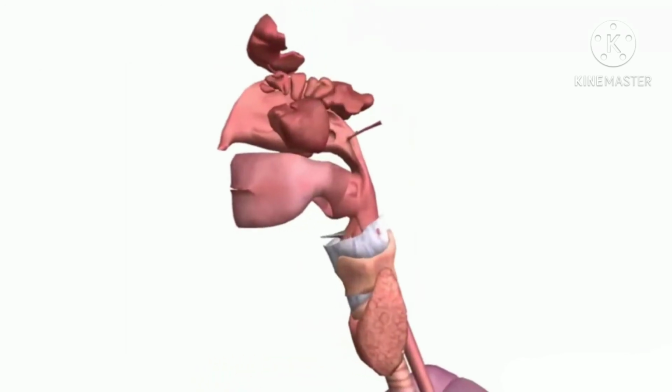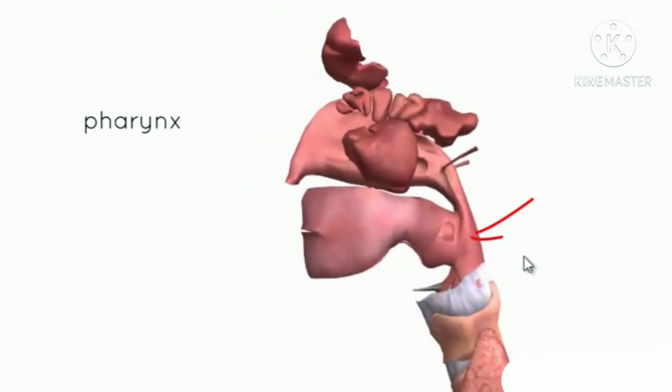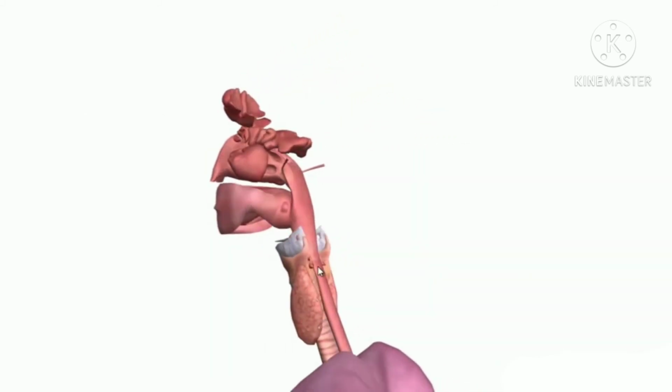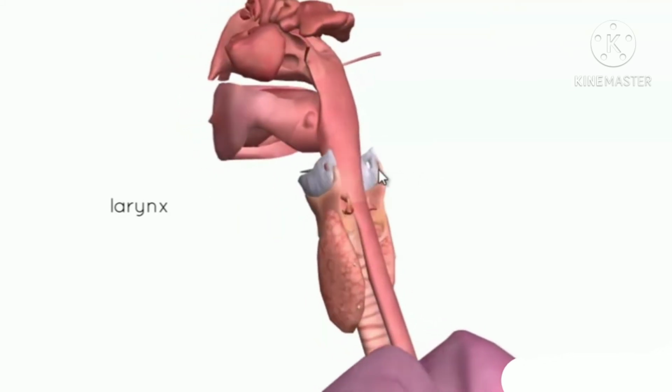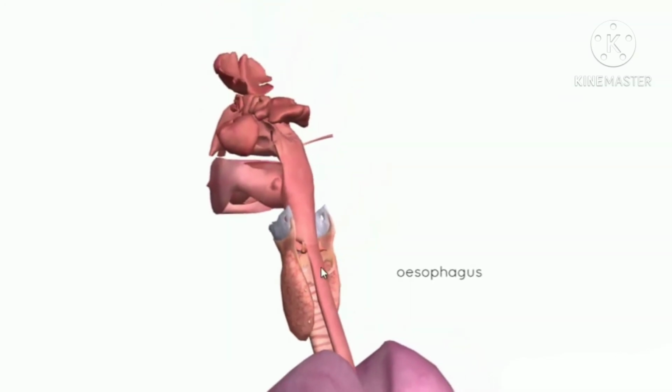So after food has entered the mouth, it passes into the pharynx. The pharynx is a muscular tube which joins onto the nasal cavity and the mouth, and connects them to the esophagus and the larynx. The larynx is these structures anteriorly, which are commonly referred to as the voice box, and behind you've got this tube which runs down into the stomach, and this is the esophagus.